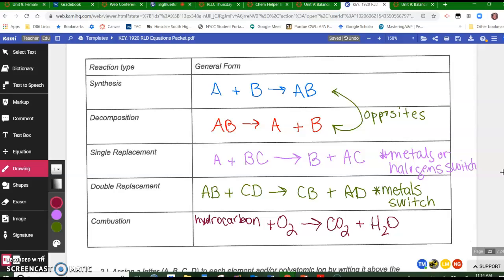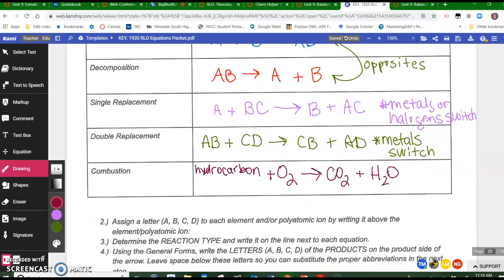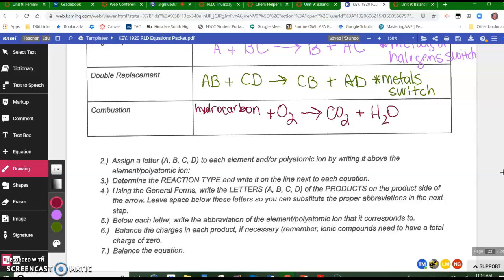So this is the way you need to know these general forms in order to begin the process of predicting products. So I'm going to scroll this up a little bit because down here for numbers 2 through 7, I am giving you the steps that you need to take in order to predict the products of a reaction. So I'm going to give you the reactants, and then you have to tell me what the products are. Like, what are we going to get on the right-hand side of the arrow?